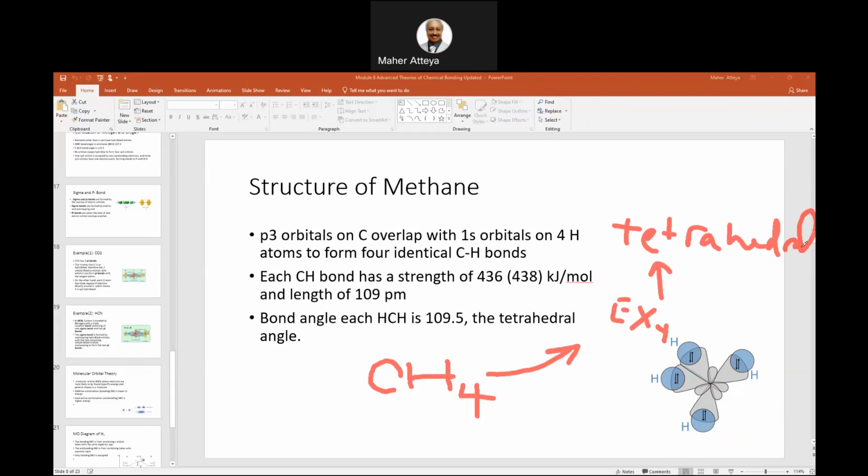So the shape is tetrahedral, meaning carbon, hydrogen, and the angle here, the angle is how much? It is 109.5. The angle is between hydrogen at the top, carbon in the middle, and hydrogen, that's a tetrahedral, correct? And the angle is 109 degrees. Now, from this, I can determine the hybridization.